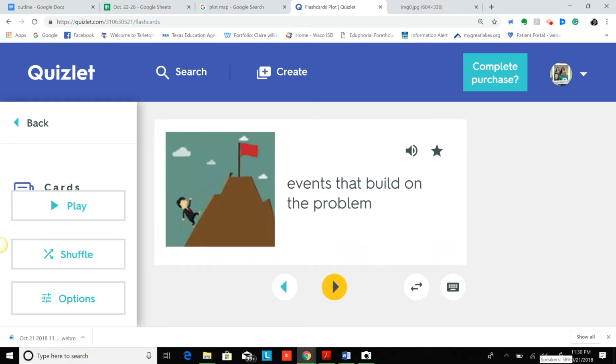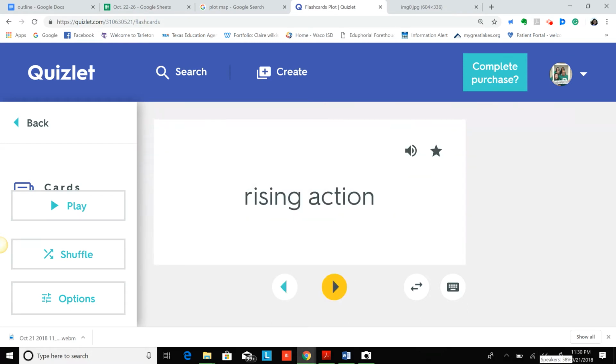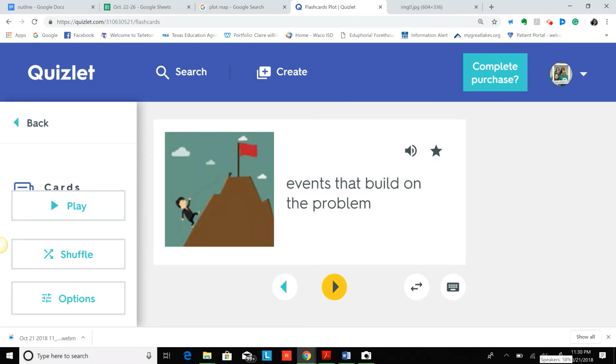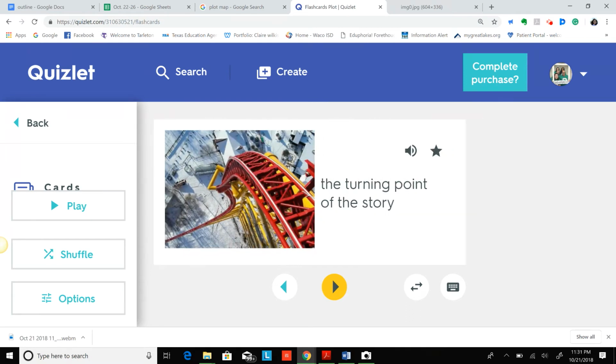Okay, the next part, this is our rising action. That's when the events are building onto the problem. If you see the picture, notice how he's climbing up the mountain. Okay, the events are building up to the problem.